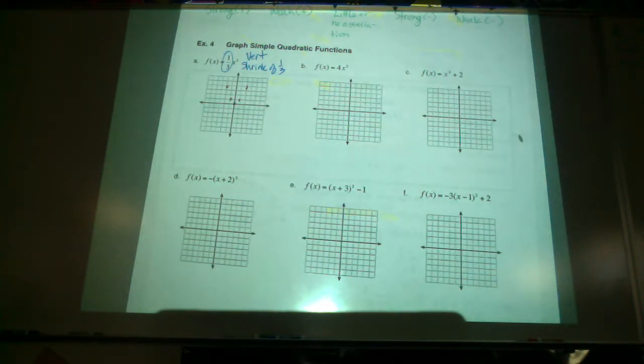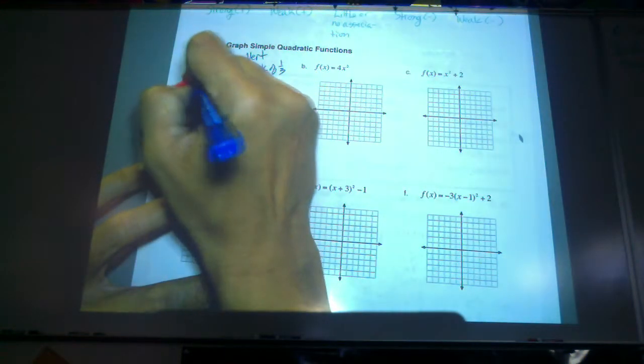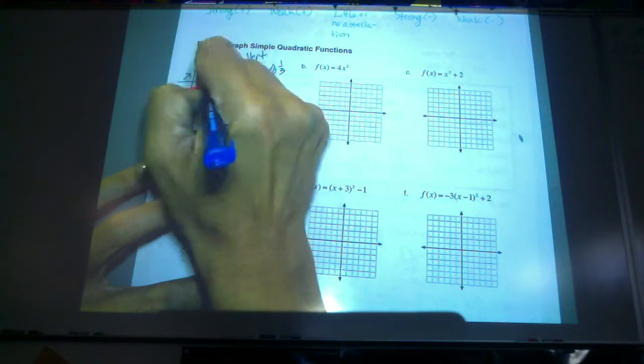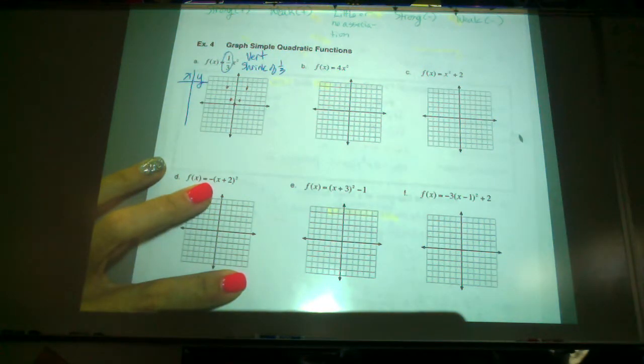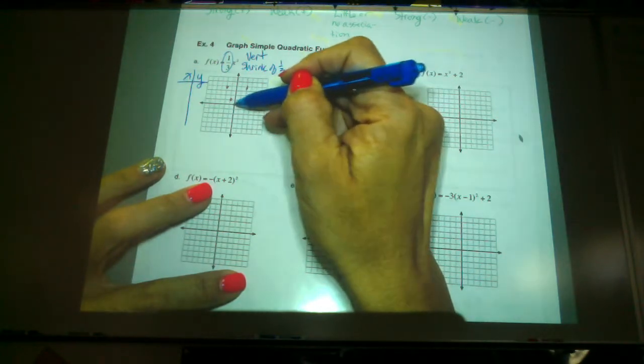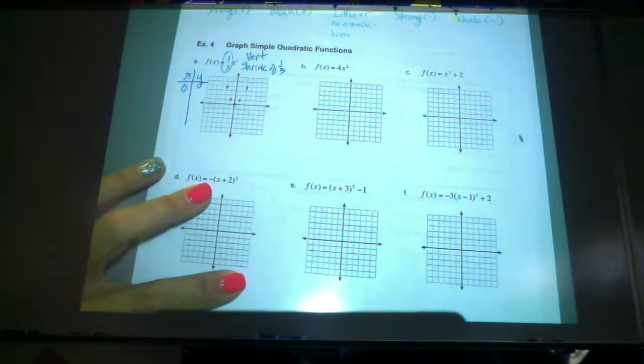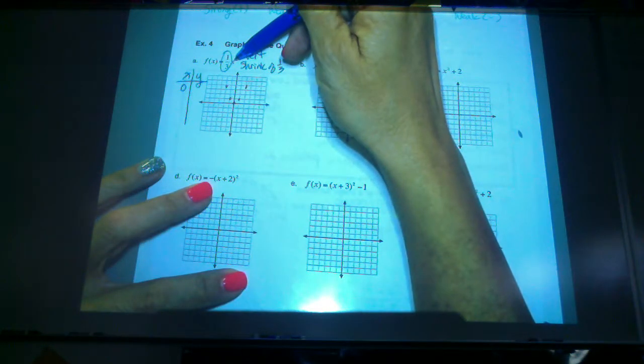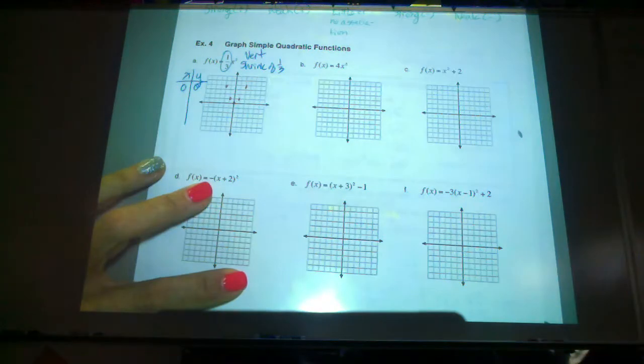When you have any kind of vertical or horizontal shrinks or stretches, I would suggest that you plot with an xy table. So we're going to create an xy table. And we're going to start with our vertex. So our x value of our vertex is 0. We're going to see how that gets affected. Plug in 0 here. 0 squared is 0. Times 1/3 is still 0.